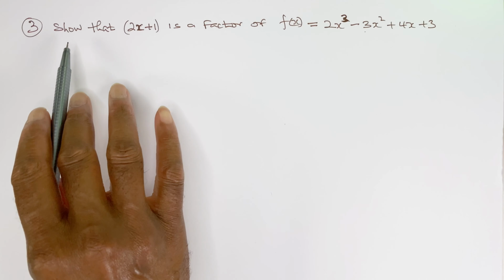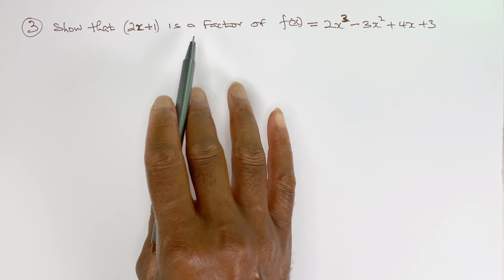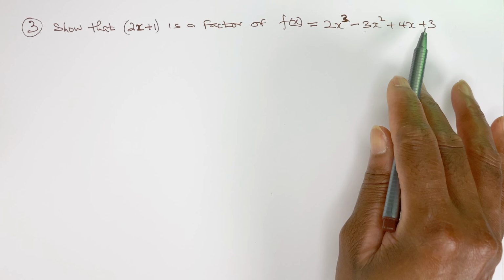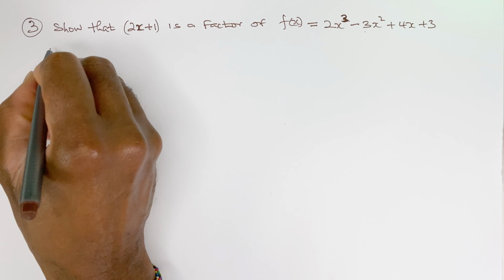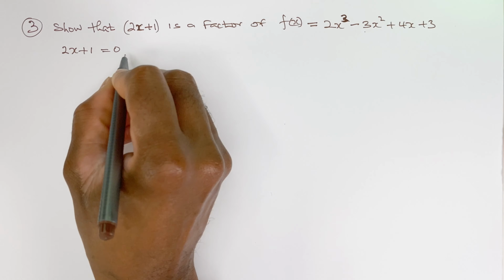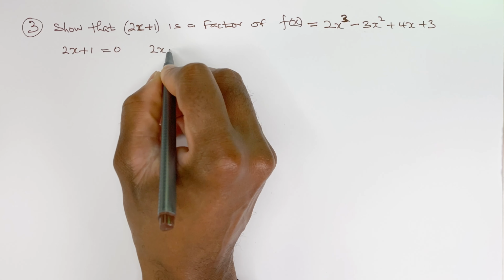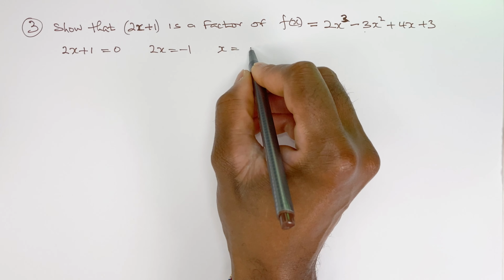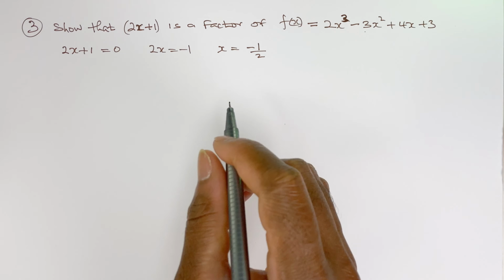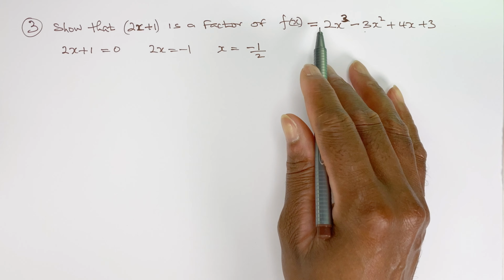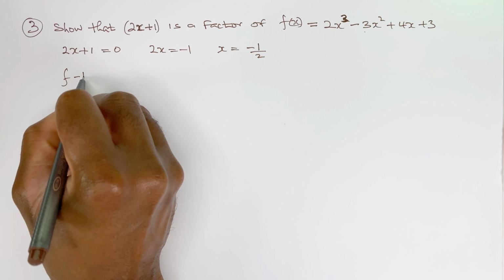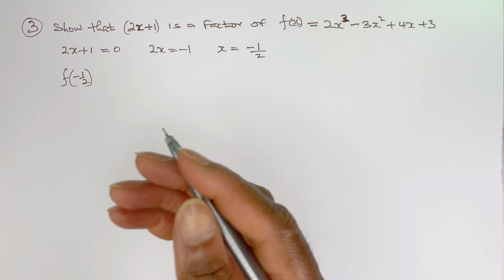Question 3. Show that 2x plus 1 is a factor of f of x equals 2x cubed minus 3x squared plus 4x plus 3. If it's a factor, we have to set it to 0. 2x plus 1 equals 0, and that implies that 2x equals minus 1, x equals minus 1 over 2. So minus a half is what we need to test if it's a factor. So we need to plug it in. So we need to find f of minus a half, and then that will tell us if it's a factor.